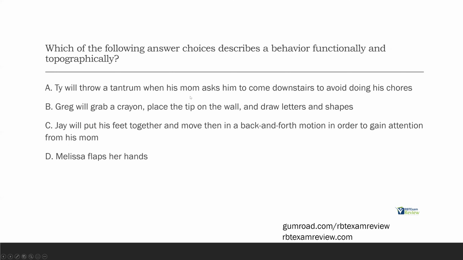The best way to describe behavior out of all the answer choices is C. Jay puts his feet together, moves them in a back and forth motion in order to gain attention, function, from his mom.